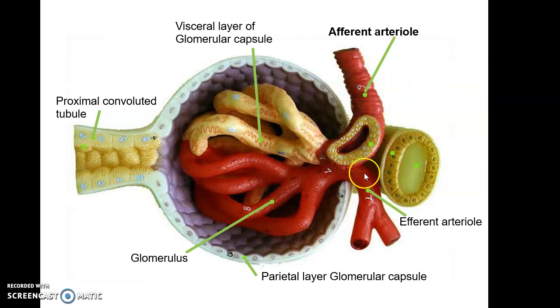So again, blood has to arrive in the glomerulus, so it arrives via the afferent arteriole. The afferent arteriole carries the blood into the glomerulus, and then eventually the blood will leave via the efferent arteriole. And then coming out the back of the glomerular capsule is the proximal convoluted tubule.